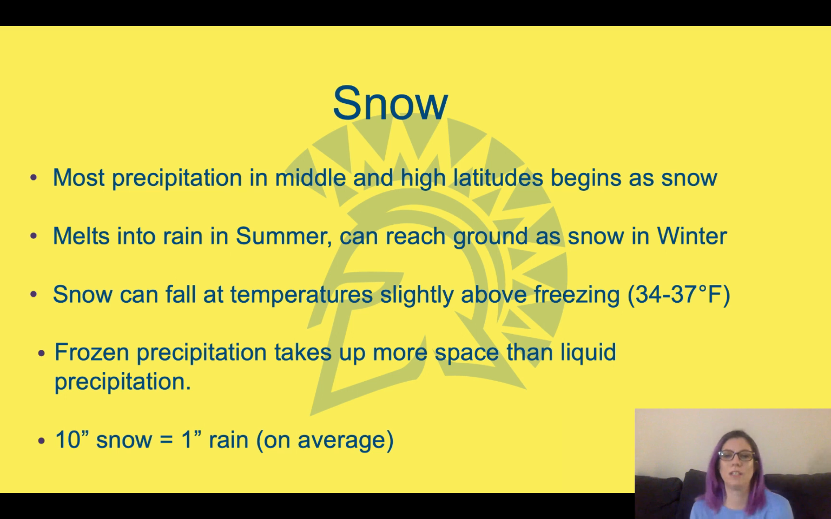Frozen precipitation takes up more space than liquid. So as a general rule, 10 inches of snow is going to equal 1 inch of rain. Now, it depends on if it's a wet snow or a dry snow and a couple other things, but on average, it's going to be 10 inches of snow to 1 inch of rain, which is why it's really hard to predict snowfall amounts at times, because we're only talking about a small amount of liquid that's actually in the atmosphere, and it can produce 6 inches of snow, or a foot of snow or something.